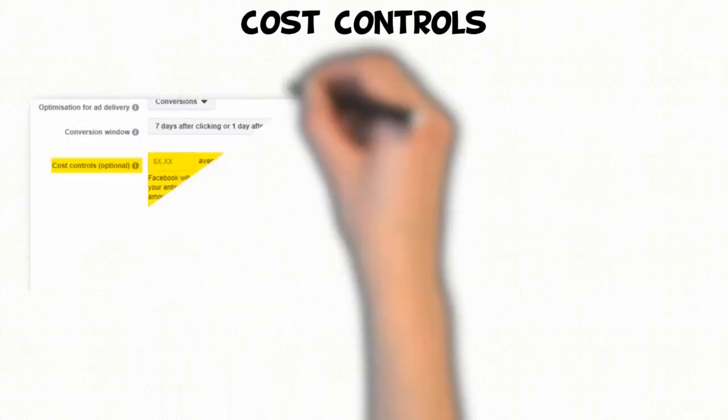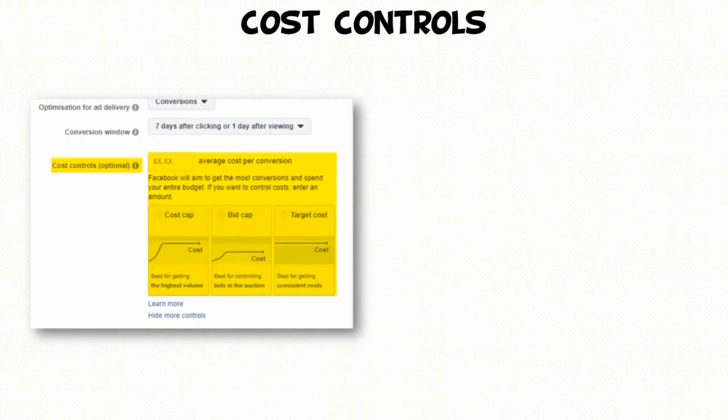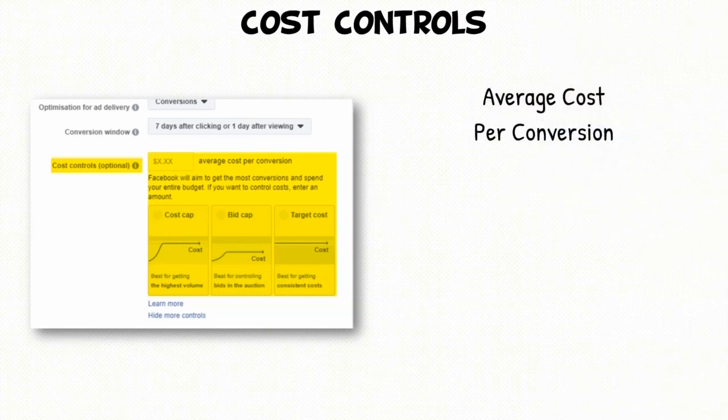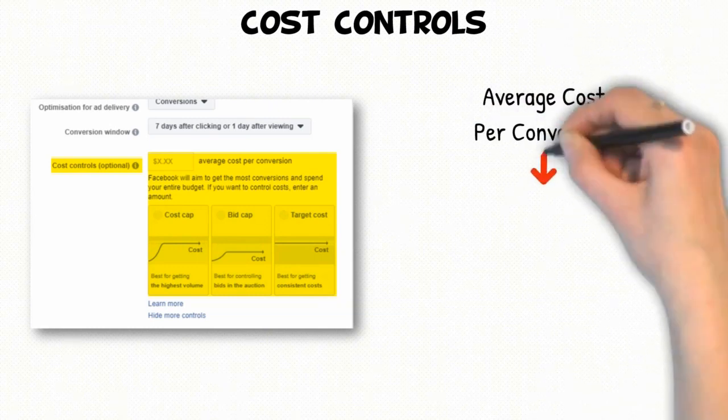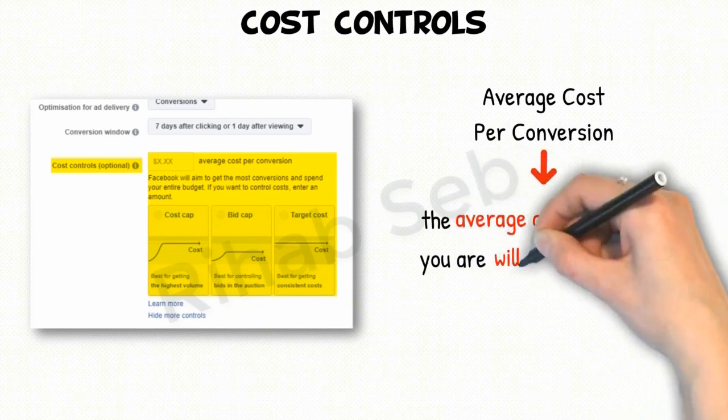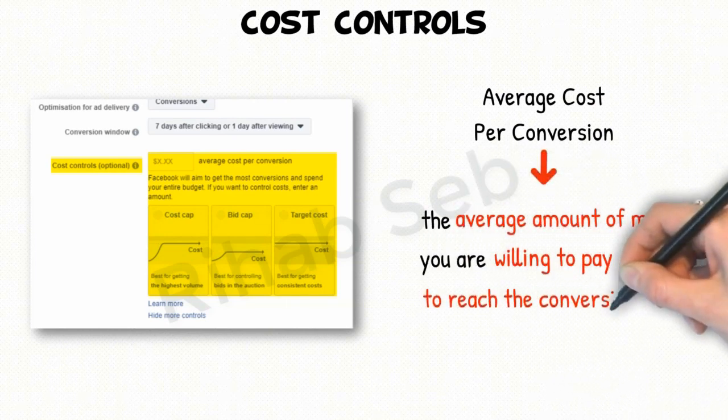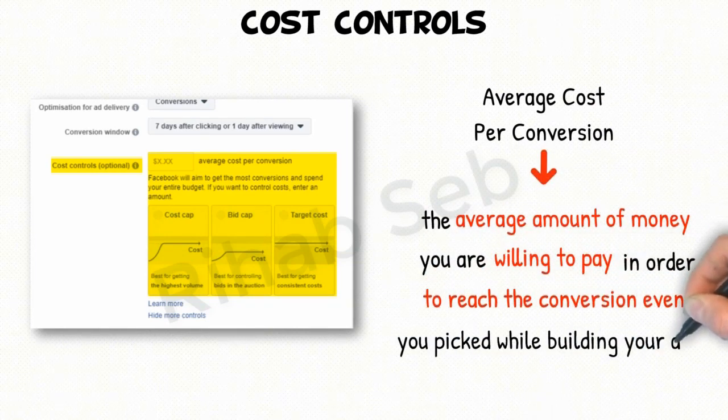Now we will talk about cost controls, which is optional. If you want to use this option, you have to specify an average cost by conversion, which means the average amount of money you are willing to pay in order to reach the conversion event you picked while building your ad set.